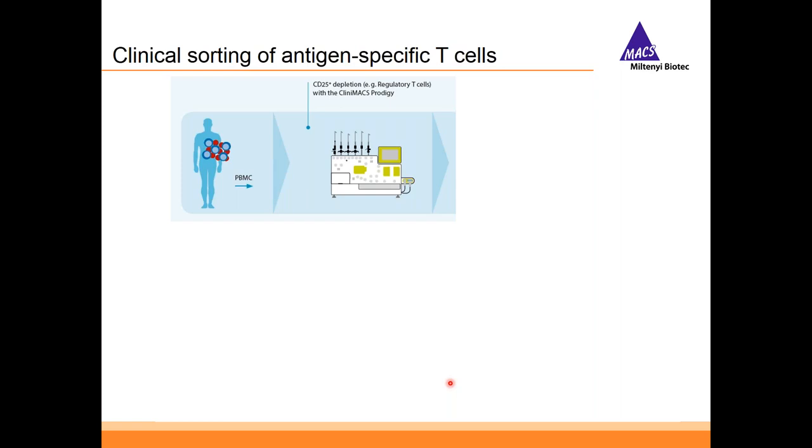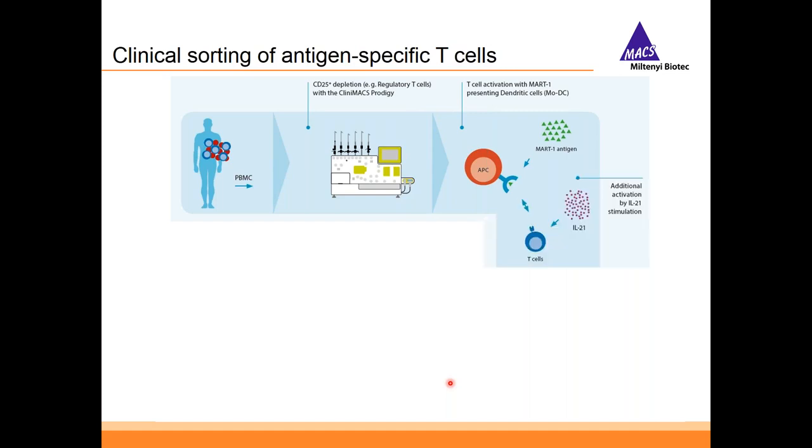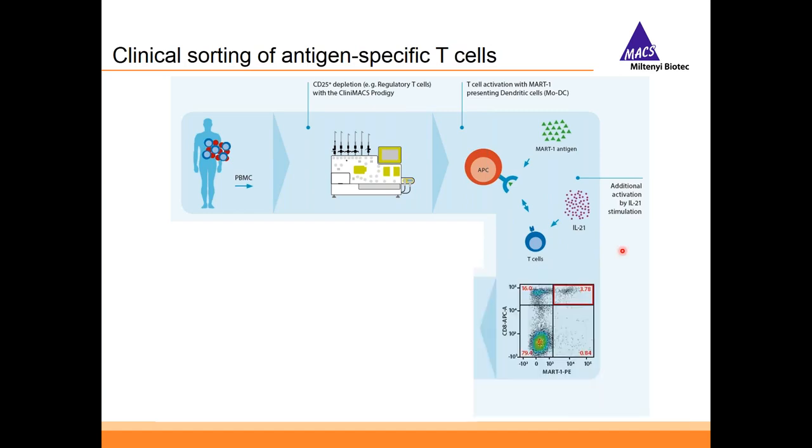These cells then were taken into culture and co-cultured with monocyte-derived dendritic cells, which were loaded with an antigen of interest. As I said, they were co-cultured with the T cells, which were isolated, and an additional activation via cytokines took place. And then we ended up with antigen-specific T cells in around this percentage here, around 3%.